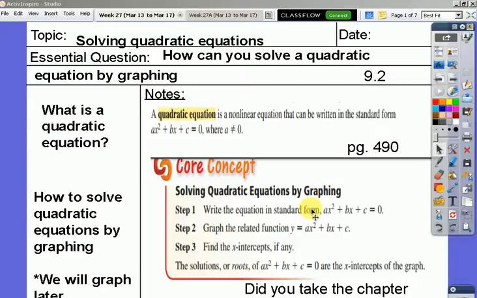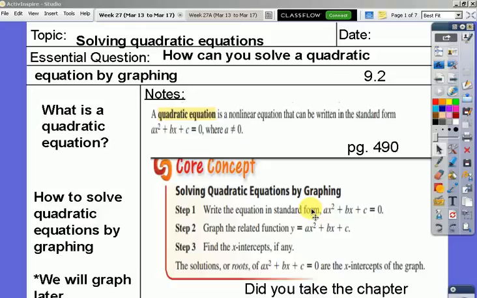Okay, so we talked about quadratic equations being those equations of the form ax squared plus bx plus c. In this case, when we solve, we set it equal to 0 because we're solving for the roots. Linear equations make lines, quadratic equations make parabolas. And then we talked about quintic and quartic equations as well, but we're going to focus on quadratic equations as parabolas today. So, solving quadratic equations by graphing, write the equation in standard form.